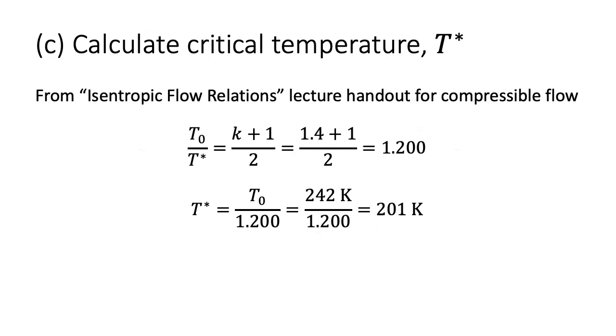Third, for the critical temperature, we substitute in Mach number of 1 into the relationship from the beginning of part C to get the relationship shown. Plugging in K equals 1.4, we get a ratio of stagnation to critical temperature of 1.2. Finally, we calculate a critical temperature of 201 Kelvin.